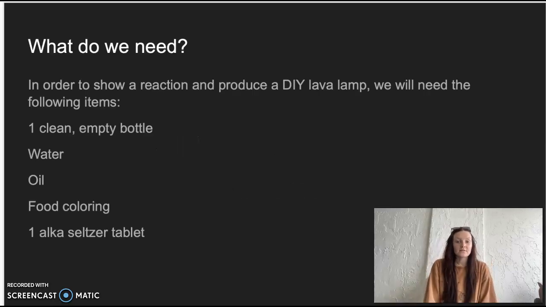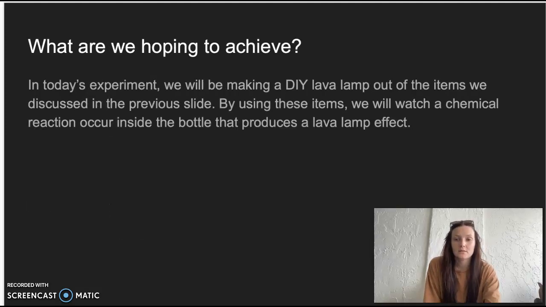So today we are going to need a few items, and in order to show a reaction and produce a DIY lava lamp, we will need the following items. One clean empty bottle, like such. I'm going to use a Gatorade bottle. Water, oil, food coloring, and an Alka-Seltzer tablet.